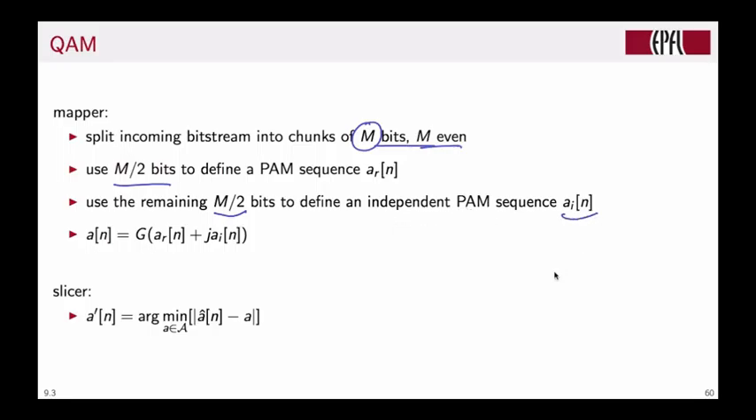The final symbol sequence is a sequence of complex numbers where the real part is the first PAM sequence, and the imaginary part is the second PAM sequence, and of course in front we have a gain factor g. So the transmission alphabet A is given by points in the complex plane with odd-valued coordinates around the origin. At the receiver, the slicer works by finding the symbol in the alphabet which is closest in Euclidean distance to the received symbol. Let's look at this graphically.